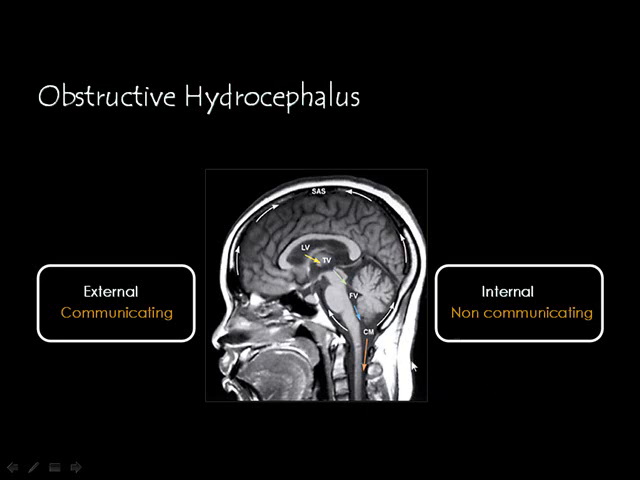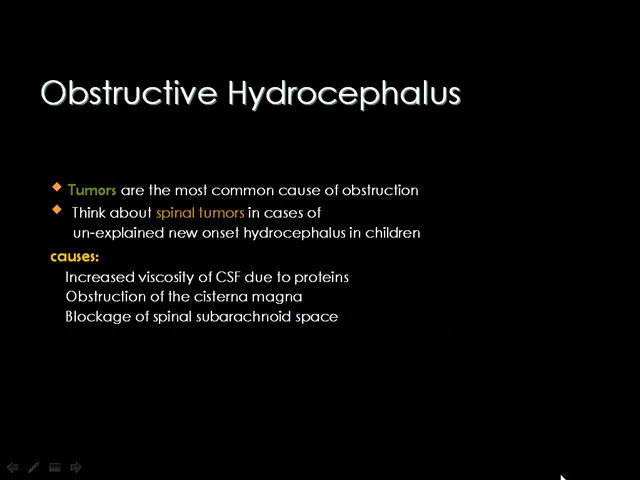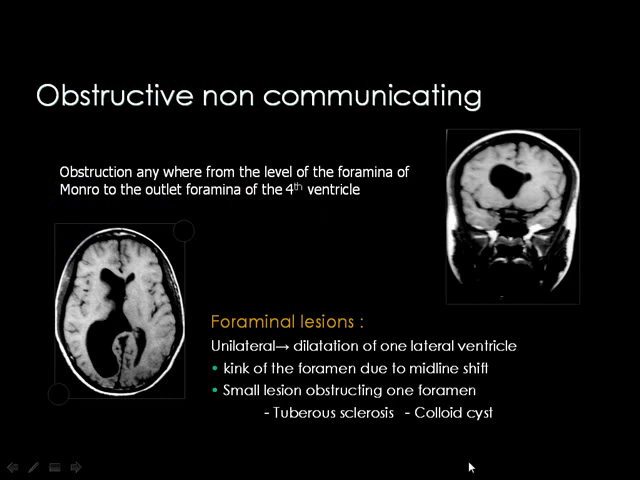But in obstructive communicating hydrocephalus, the obstruction will occur in the subarachnoid space and in the venous sinuses. Obstructive hydrocephalus has many causes, and these causes differ according to the site of the lesion. Then we'll start first with obstructive non-communicating hydrocephalus, and the first station is at the foramen of Monro.